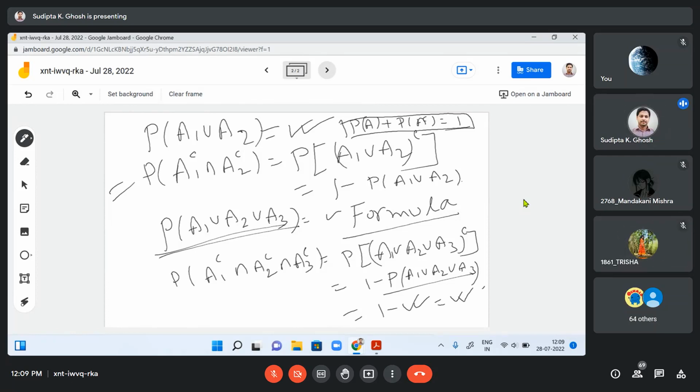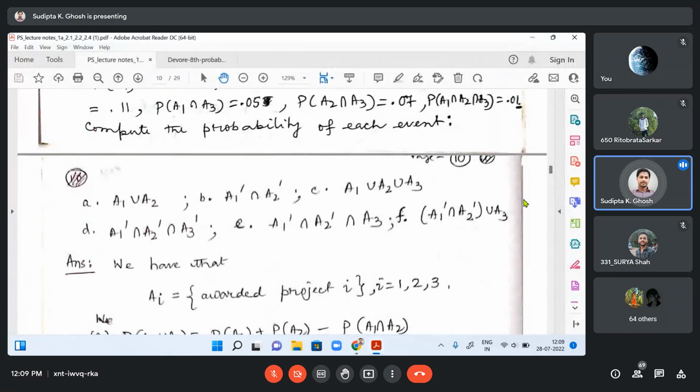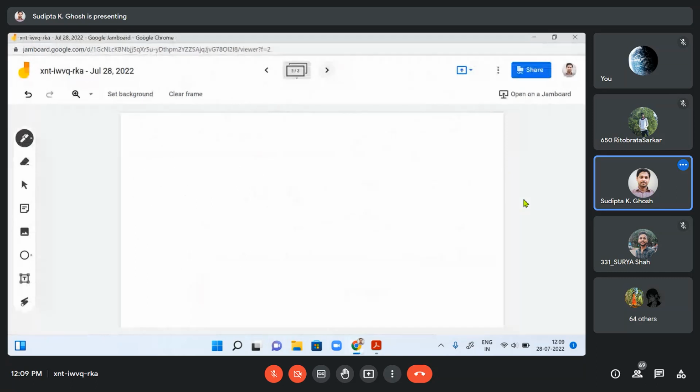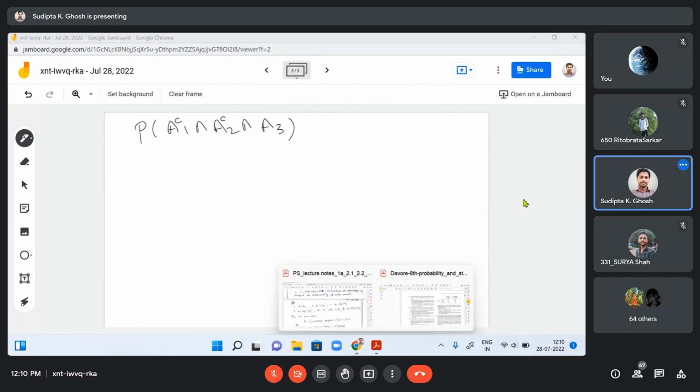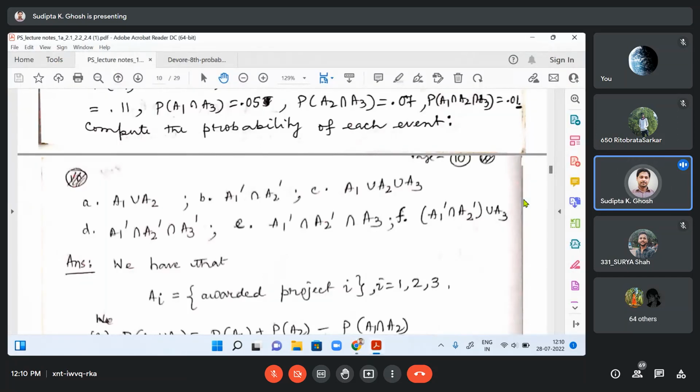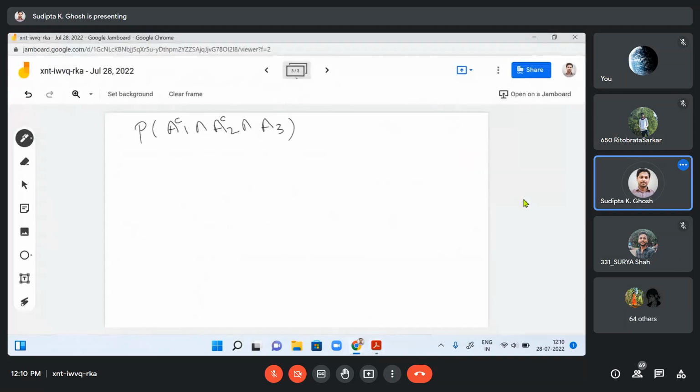Now I am moving to the fifth case: A1 complement intersection A2 complement intersection A3. You have to calculate the probability of A1 complement intersection A2 complement intersection A3. How to calculate this value?